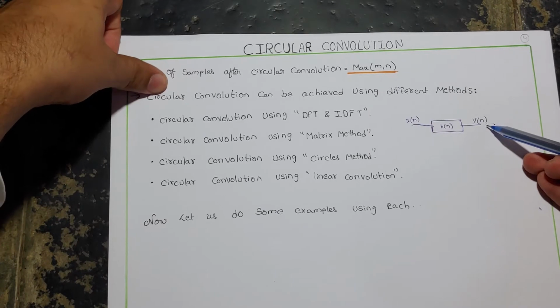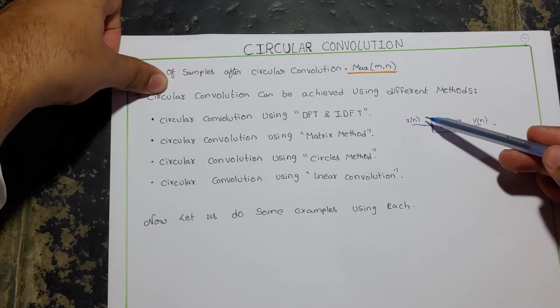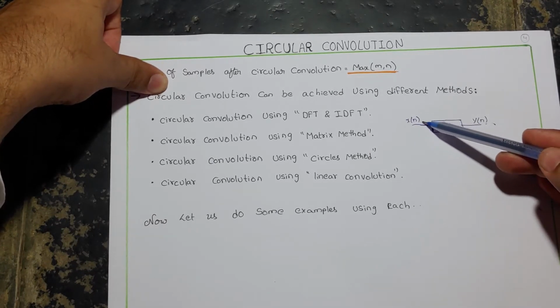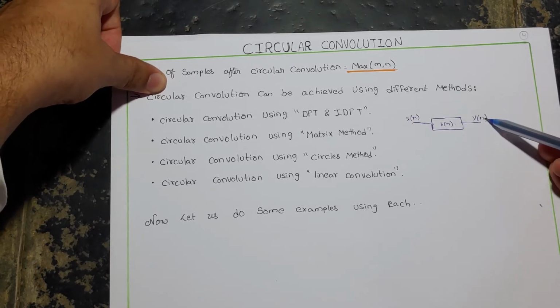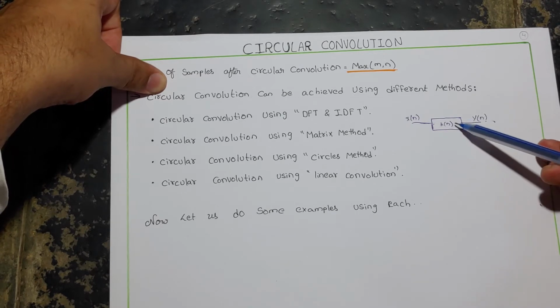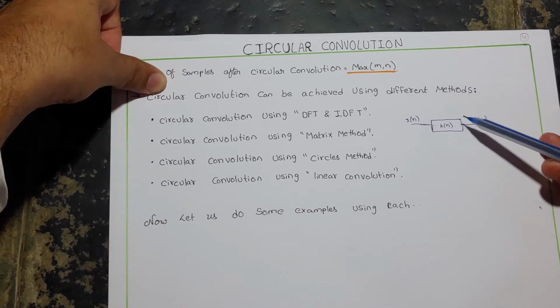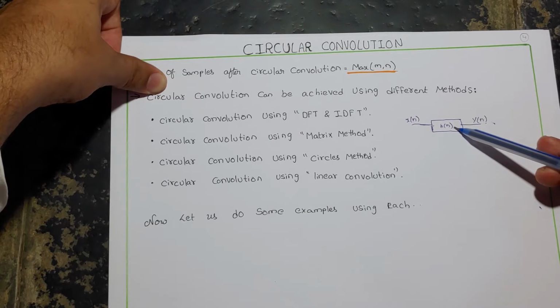In this case, the function x of n is convolved with h of n and the result will be y of n. From y of n, we can know how the x of n series was modified and expressed due to convolution with h of n.